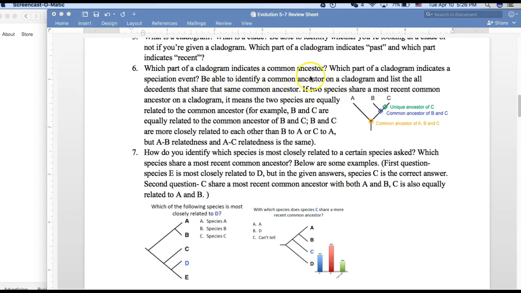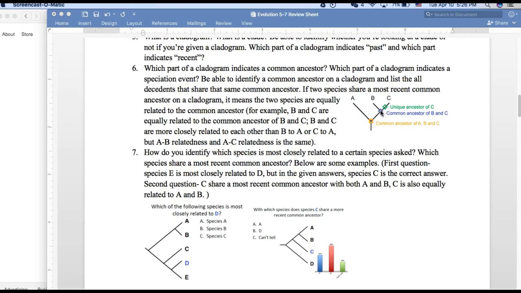Which part of the cladogram indicates a common ancestor? From this picture, you can have a common ancestor right here. This is also where the speciation event happens. The word speciation means the formation of two different species from the same common ancestor.